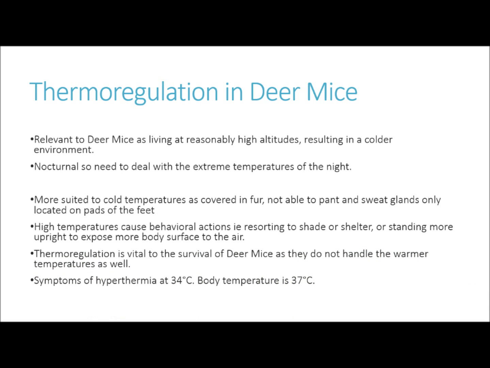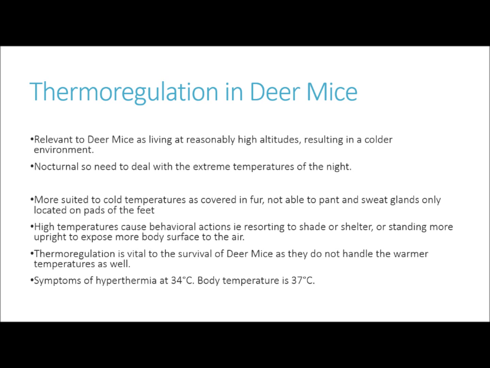Thermoregulation is relevant to deer mice as living at reasonably high altitudes results in a colder environment. They are also nocturnal, so need to deal with the extreme temperatures of the night. Deer mice are more suited to cold temperatures as means of regulating high body temperatures are restricted. This is due to being covered in fur, not able to pant as they do not breathe out of their mouths, and having sweat glands only on the pads of the feet, which is only a small surface area of the body to lose heat through.